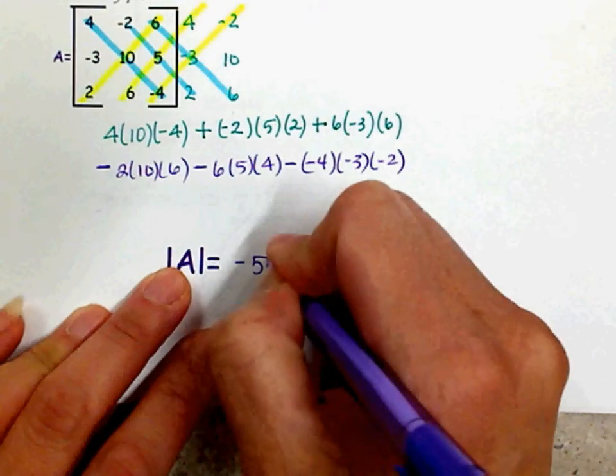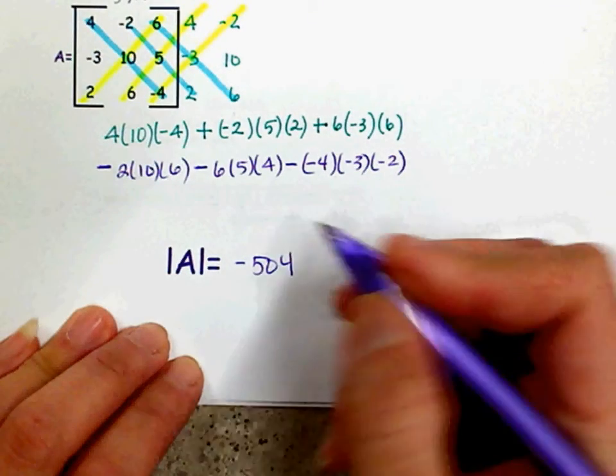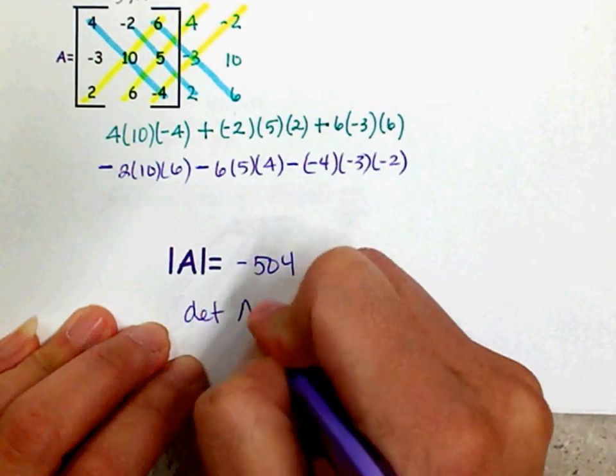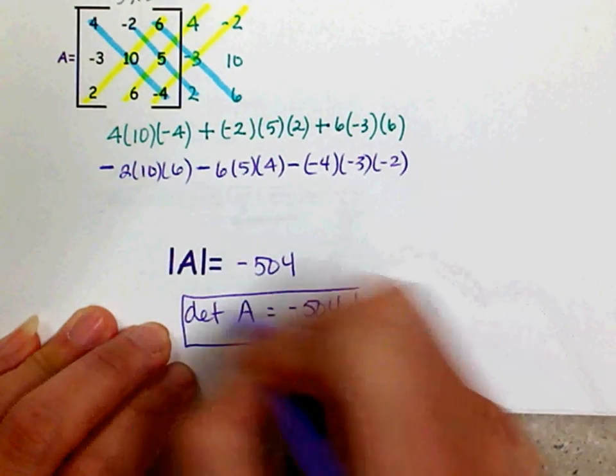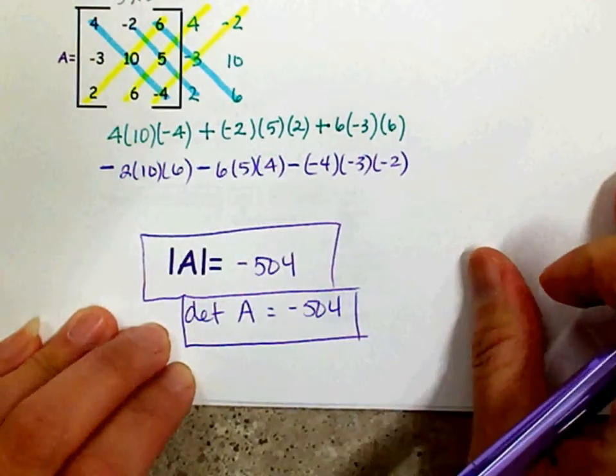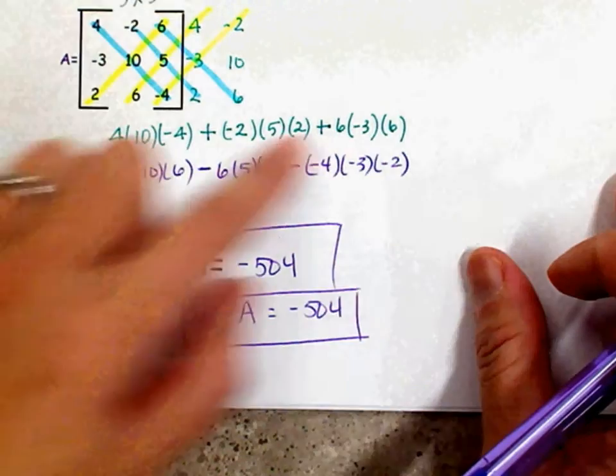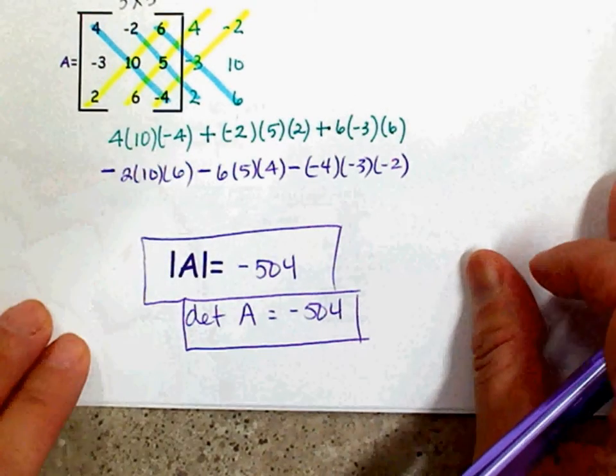You can write it like that, or you can write DET, capital A, negative 504. Same answer, okay? This is showing your work, that you understand this part right here. All right, let's try another one. Okay, you ready?